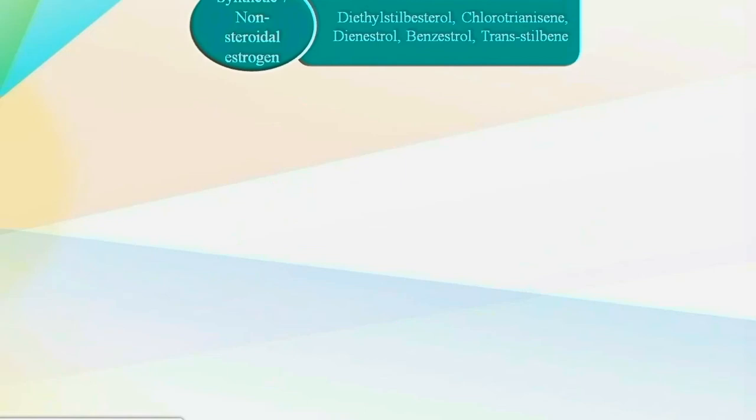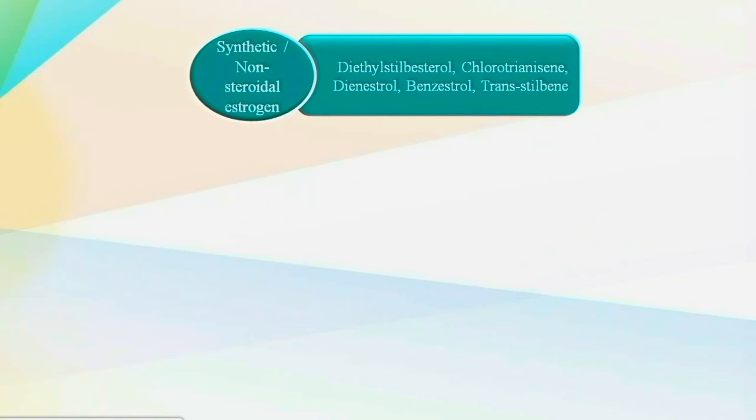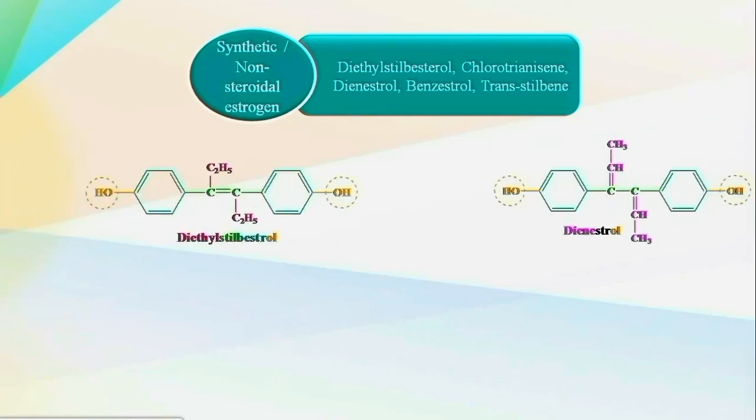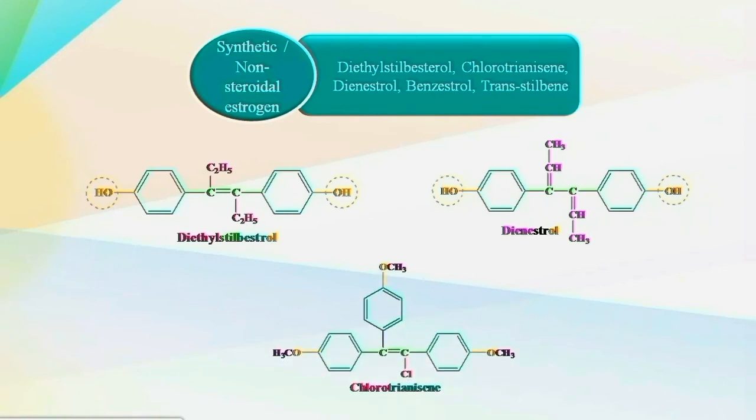Next is non-steroidal or synthetic estrogens. Examples are diethylstilbestrol, chlorotrianisene, and dienestrol. The name itself indicates these structures do not contain a steroidal nucleus.